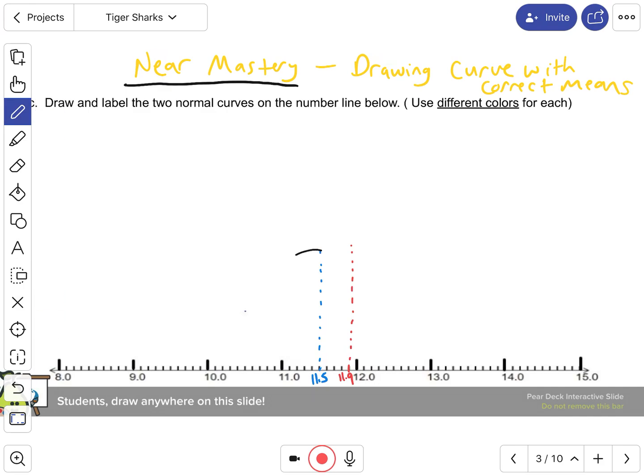Now, some students were able to draw the normal curves with symmetry, lines of symmetry here. If you did it that way, that is a near mastery level.